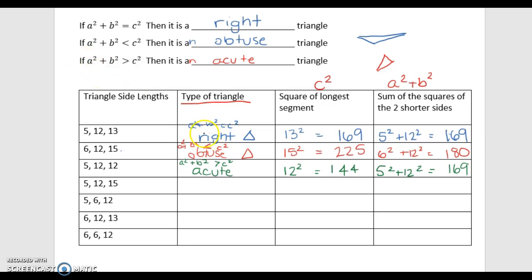Alright, let's do it again. Try and pause the video. See if you can get all your squares to determine if it's a right, obtuse, or acute triangle. So again, a squared plus b squared is less than c squared. 169 is less than 225. Which makes this an obtuse triangle.